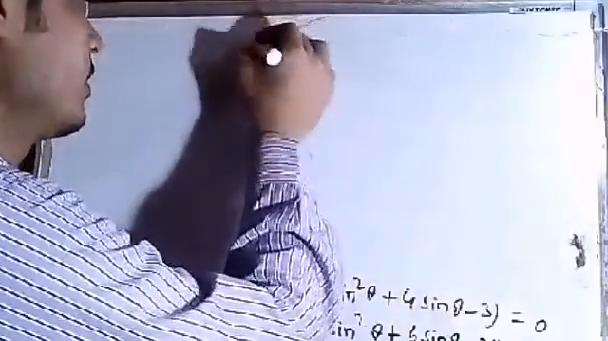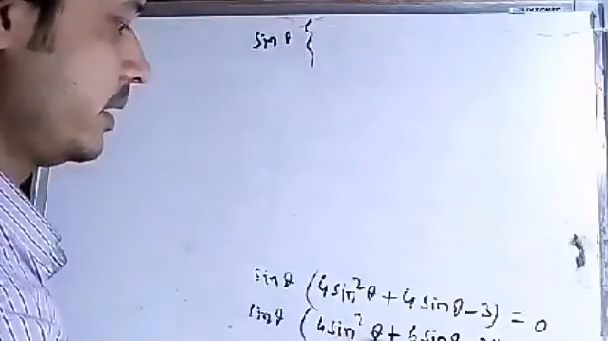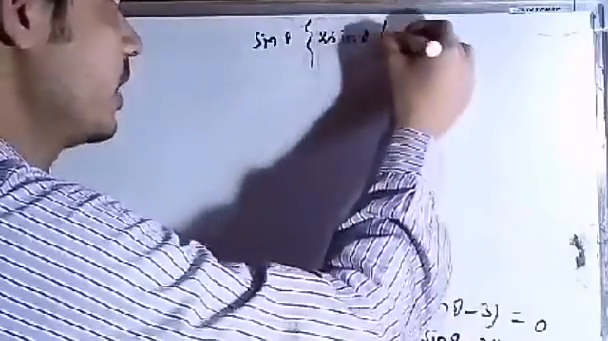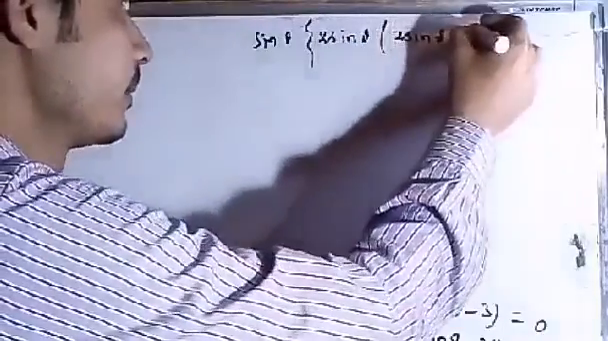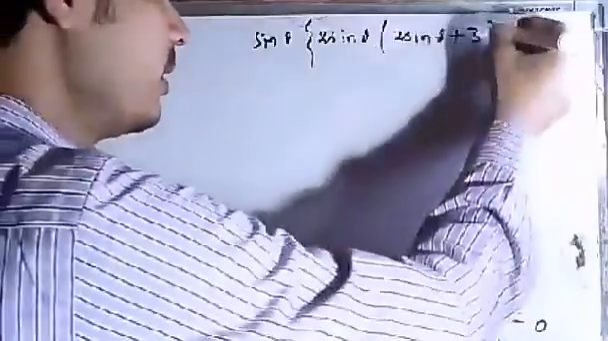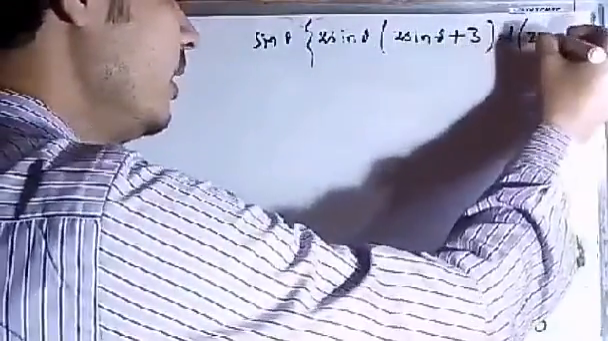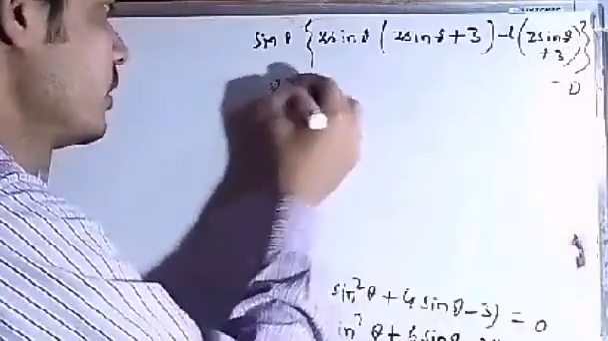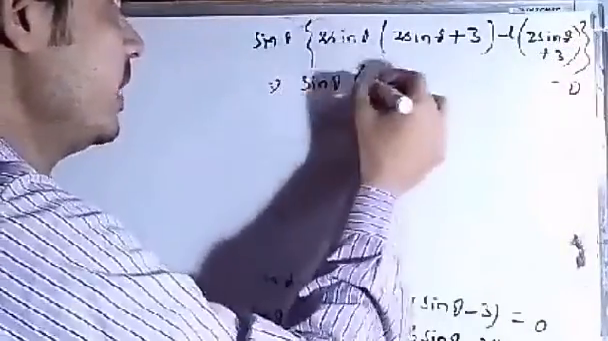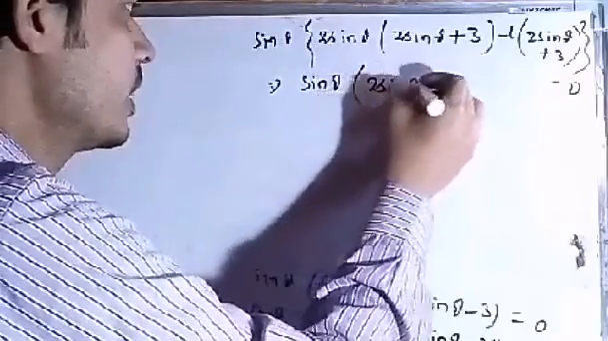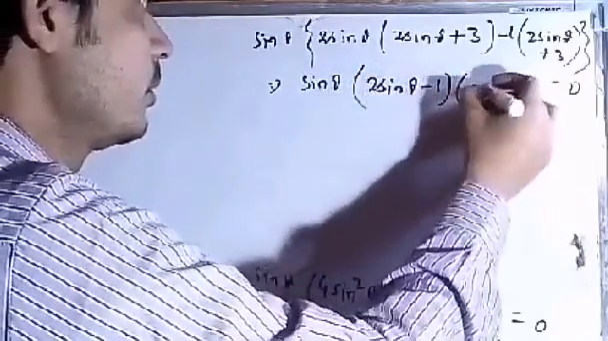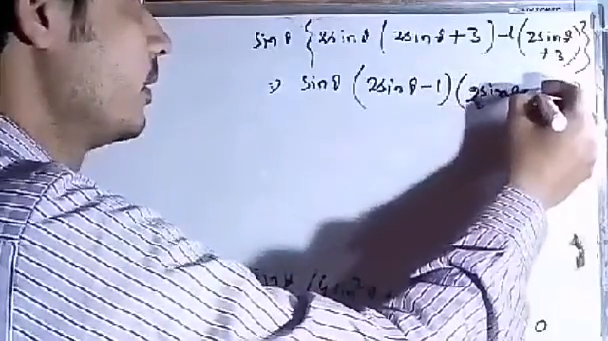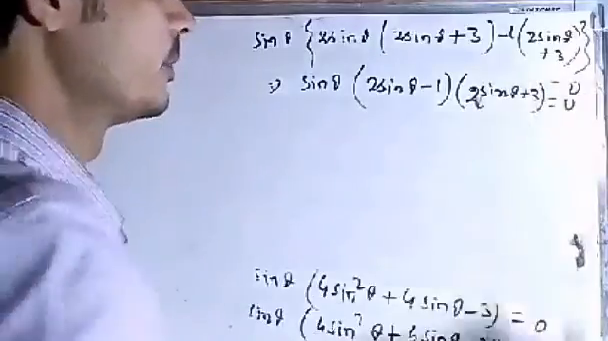So this is equal to sine theta into curly bracket. We have 2 sine theta common, so we have 2 sine theta plus 3, and from this minus 1 common, 2 sine theta plus 3 equals 0. So now we are factorizing, we have sine theta into 2 sine theta minus 1 into 2 sine theta plus 3 equals 0.